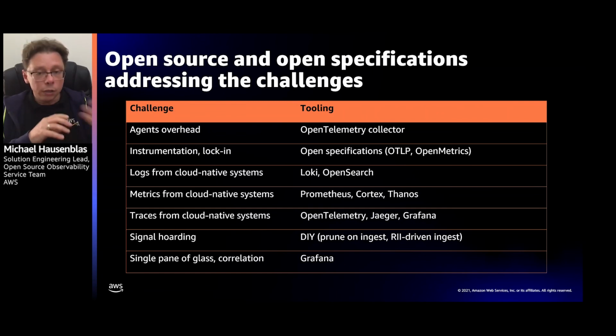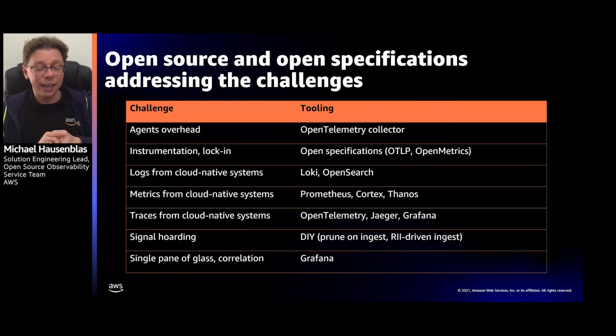For logs from cloud native systems, remember those are systems that are highly dynamic and change their services quickly, you have open source projects like Loki or OpenSearch. For metrics, Prometheus, and for long-term storage and federation, Cortex and Thanos. For traces, you have, again, OpenTelemetry. You can already use it there because it's stable for this signal type. There are things like Jaeger and Zipkin, but also Grafana for the consumption as a destination front-end example.